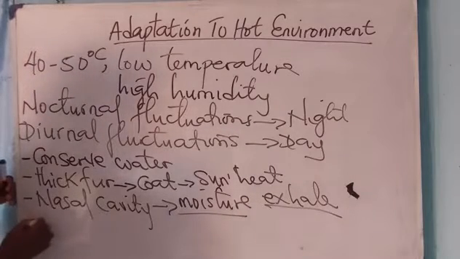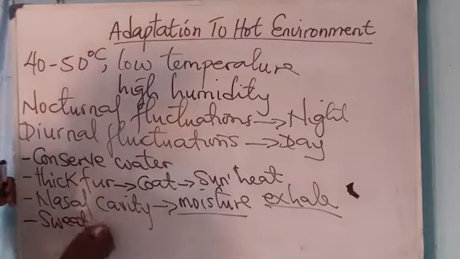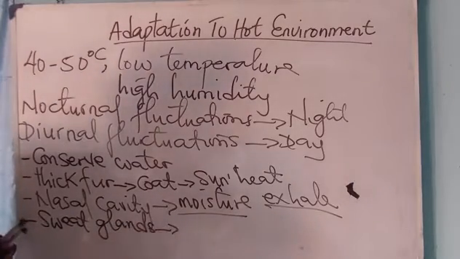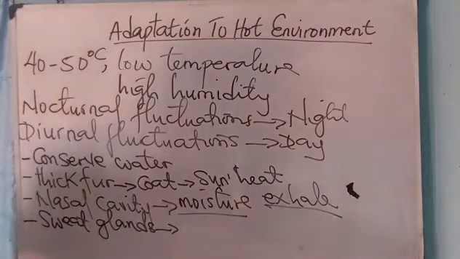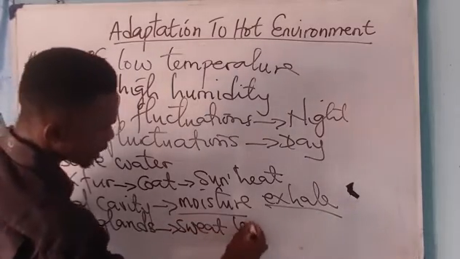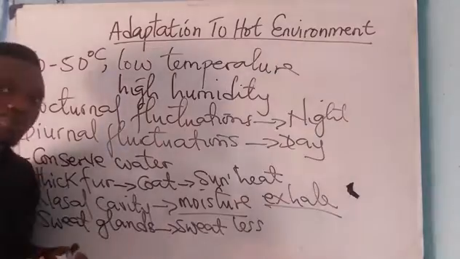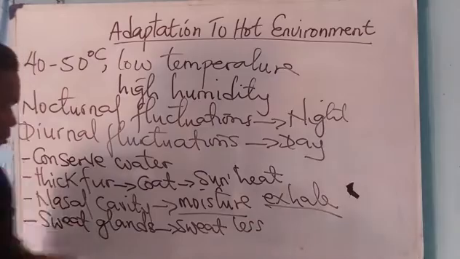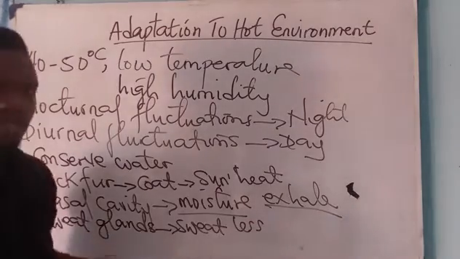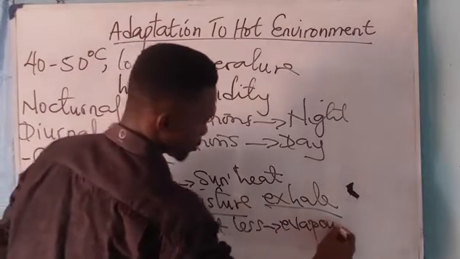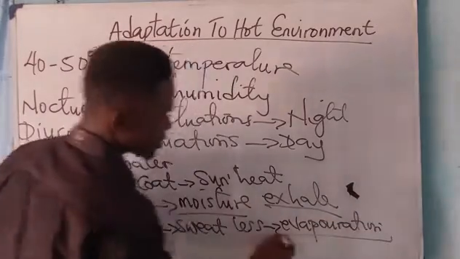In addition to this, they also have what is called sweat glands. Now, the sweat glands present in camels are different from the ones present in other mammals. Mammals sweat less compared to humans. Humans sweat a lot when metabolic activities are increased, but in camels, they sweat a lot. It therefore means that evaporation is very slow.